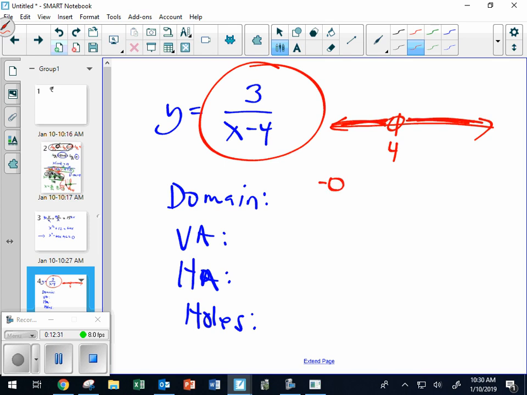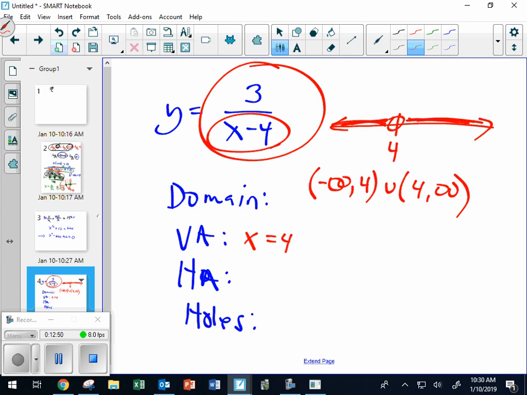Interval notation is pretty common. It goes like this. But either way, that's my domain. Everything works except 4. How about the vertical asymptotes? The vertical asymptotes are whatever makes the bottom equal 0. So x equals 4. The horizontal asymptotes, that's the bigger on bottom, bigger on top, same on both thing.